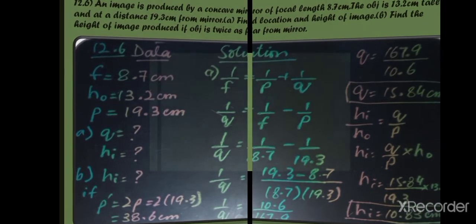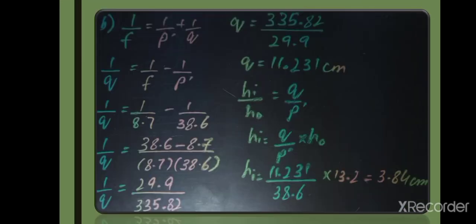Now the second case, in which we have doubled the distance of the object. In that case, the image distance will also change, as well as the height of the image. So first of all, we have to find q, the location of the image, because it also depends upon the distance of the object, as it is doubled. So we have to see what the change in q should be. 1 by f equals 1 by p dash plus 1 by q.